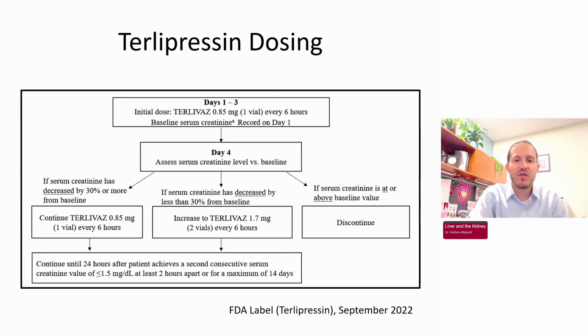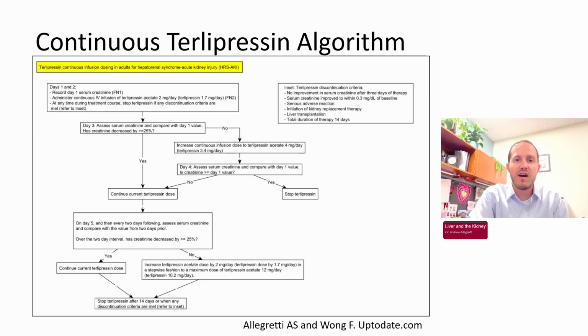Terlipressin is generally dosed in bolus because that's how it was studied in the trial that led to its FDA approval, where you would assess its efficacy after 3 days and either continue the drug, stop the drug for no efficacy, or increase the dose if it's a little bit efficacious but not quite getting you there.